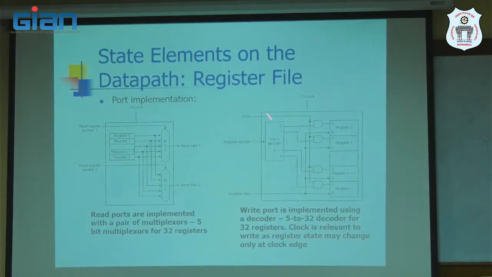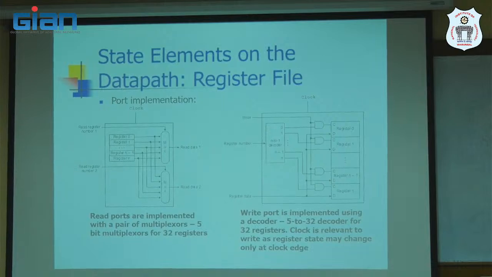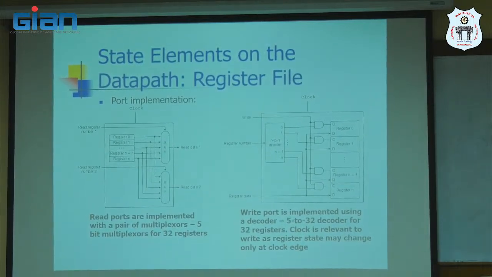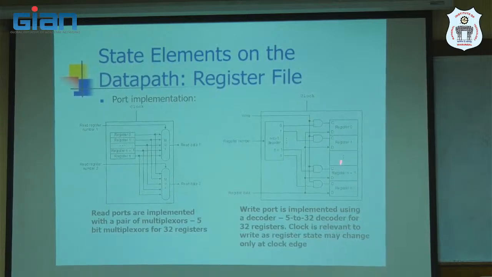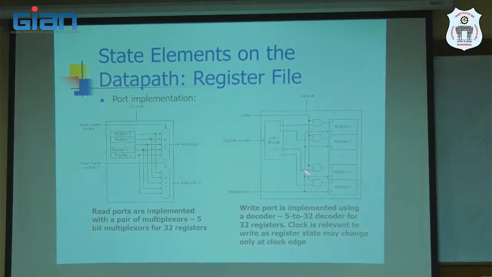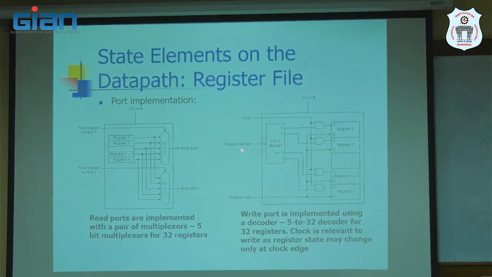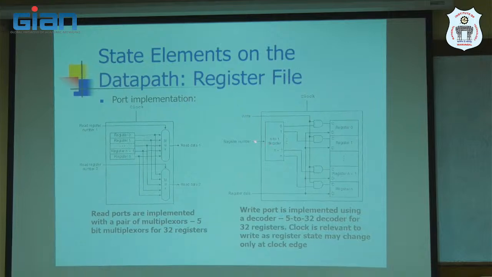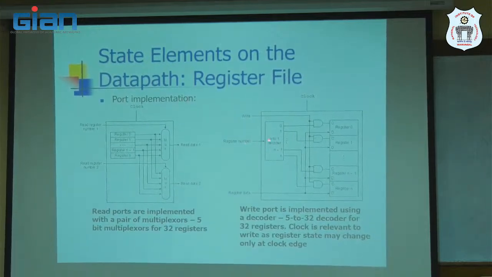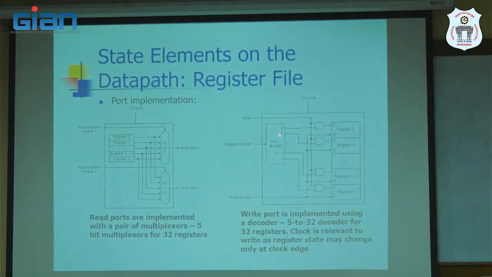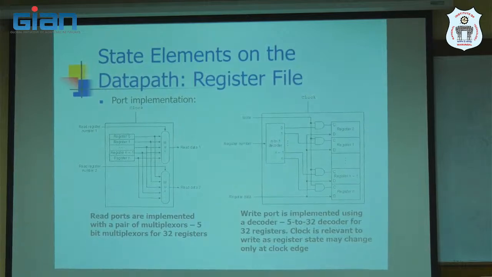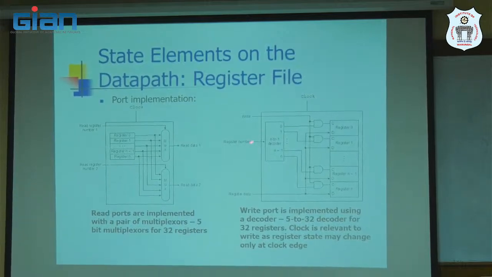The next is the write port. How to create a write port? Two read ports are created by using simple multiplexers, two multiplexers. Then for write port creation, you have to select one of the registers to write. For that, we use a 5 to 32 decoder. You know 4 to 16 decoder and 3 to 8 decoder. Similarly, you have to use a 5 to 32 decoder.